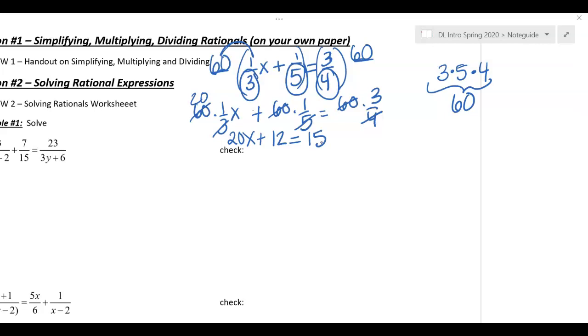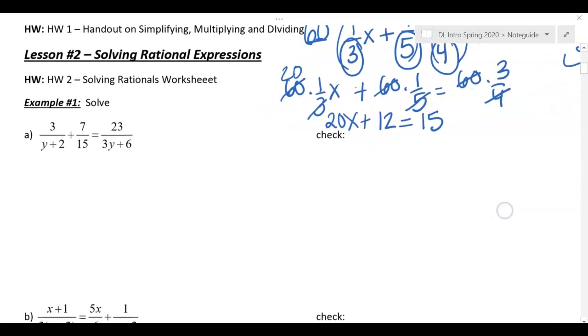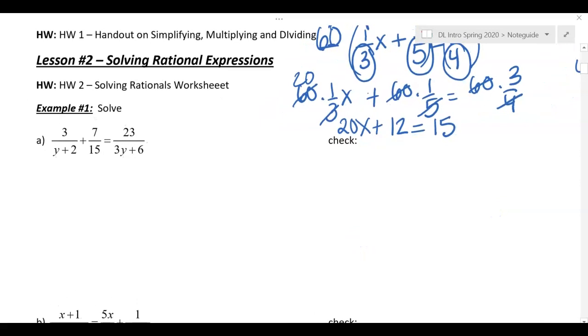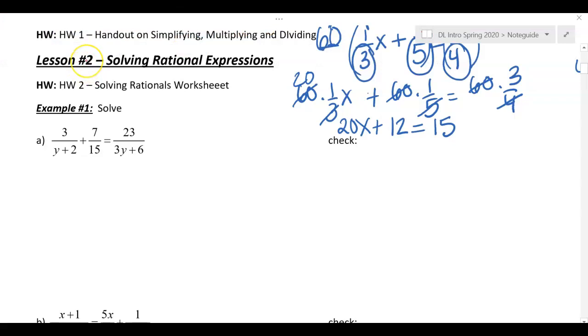The problem is it's not all going to be numerical, so we're going to have to look beyond the numbers at the algebraic expressions. We're going to focus on example 1. First, notice this is y plus 2. That's one factor. I can't break it down. This is a factor of 15, which means it has a factor of 3 and 5 embedded in it.